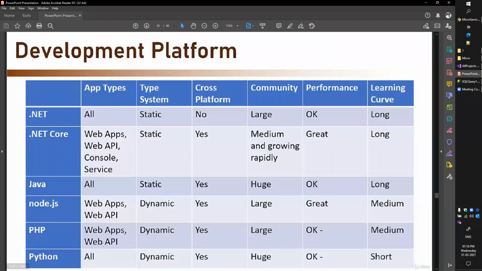So this box gives you what all technology you can use, what is the size of their community, and whether they support cross platform or not. So you can see .NET Core, its community is growing rapidly. Similarly, the most used technologies in the microservices world are Node.js and .NET Core.